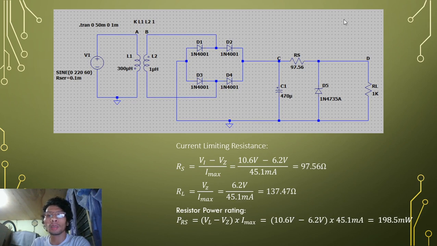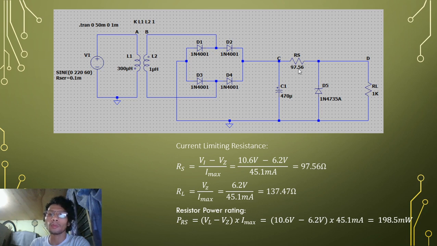So to find the resistor, or the current limiting resistor, or RS, it will be equal to the V input, the voltage coming from the capacitor, minus the Zener voltage over the max current. And that is 10.6 volts minus 6.2 over 45.1 milliamps, and the result is 97.56 ohms.